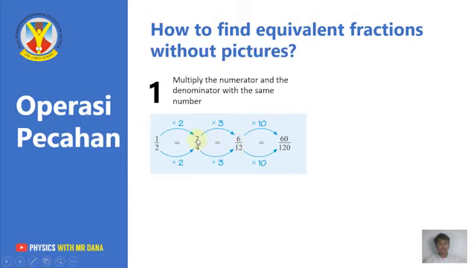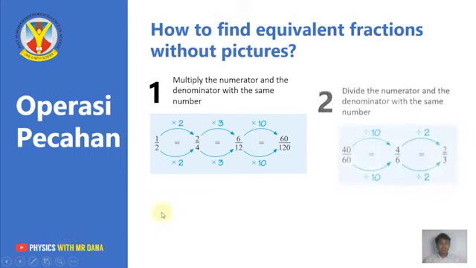is equivalent to 2/4 and 1/2. And again, you multiply 6 by 10 and 12 also by 10, you get 60 over 120, which is also equivalent to all the other three fractions. So that is the first method. You can find equivalent fractions without pictures by multiplying the numerator and denominator by the same number.